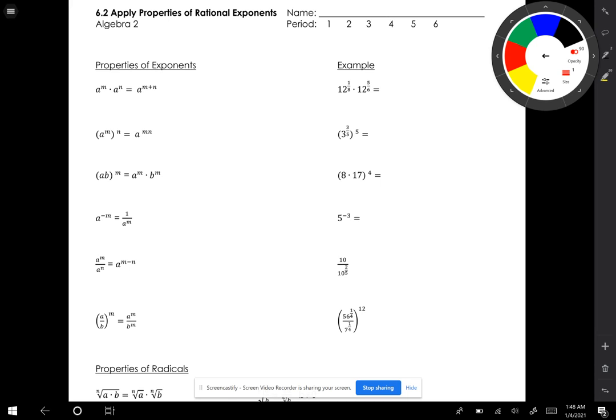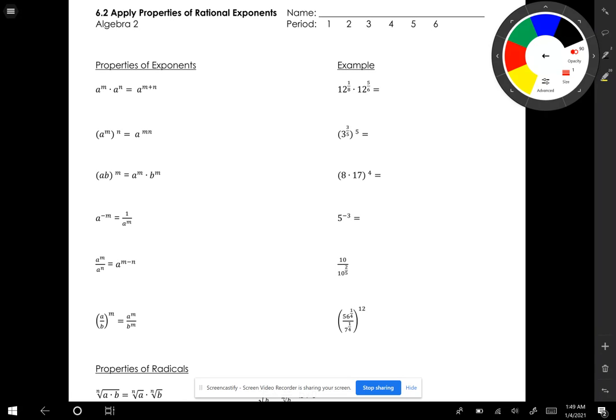Hello, Algebra 2 students. Today we are going to do 6.2 notes, apply properties of rational exponents. These should look really familiar because we looked at the same properties of exponents in section 5.1, but the exponents were positive and negative integers, not fractions. The same rules apply. So the properties are on the left side and the examples are on the right side.